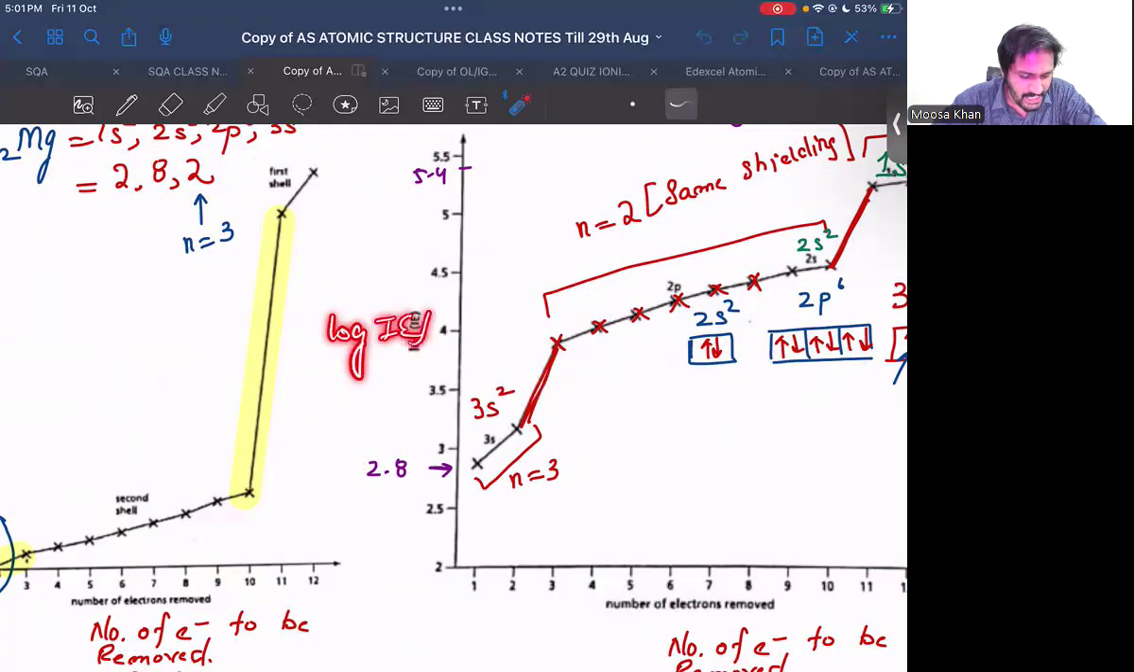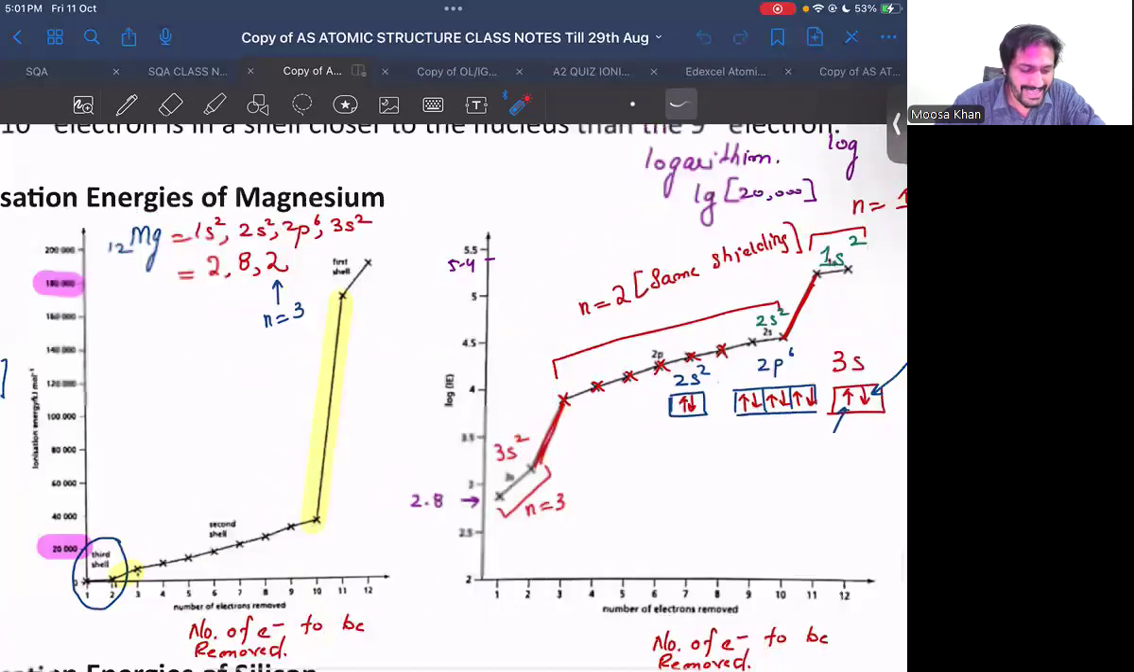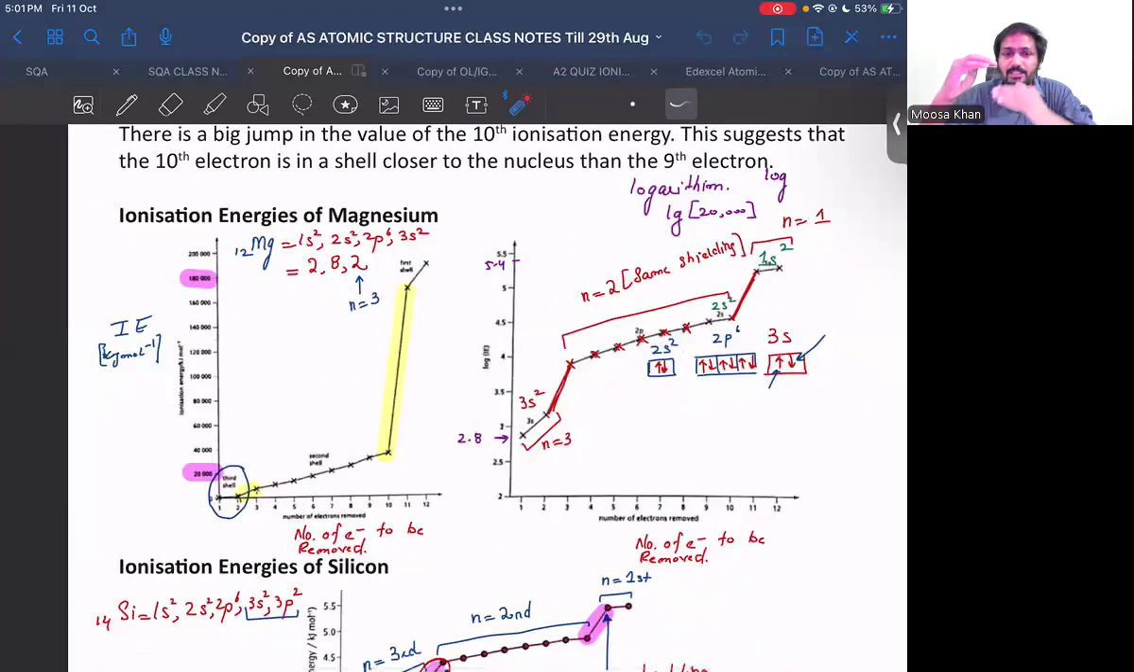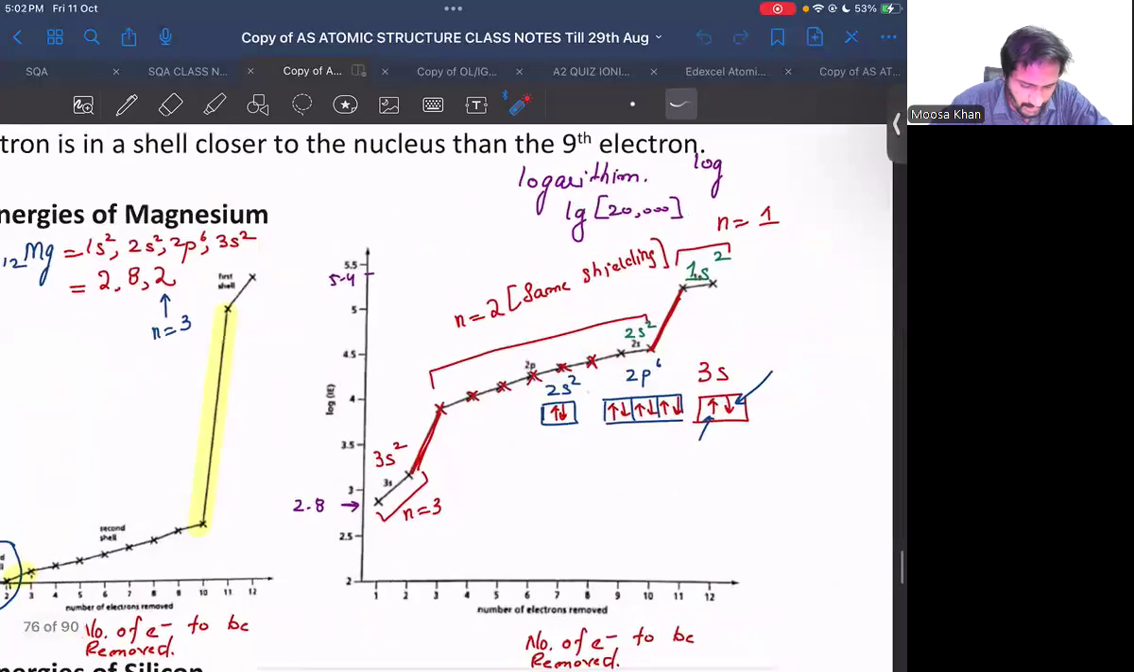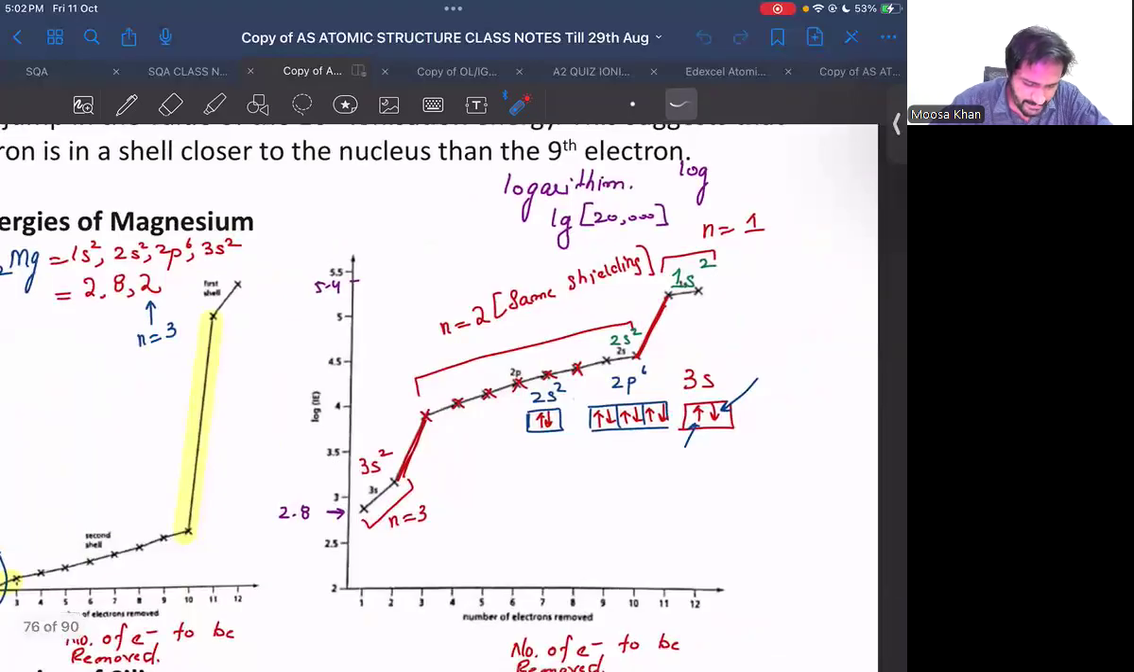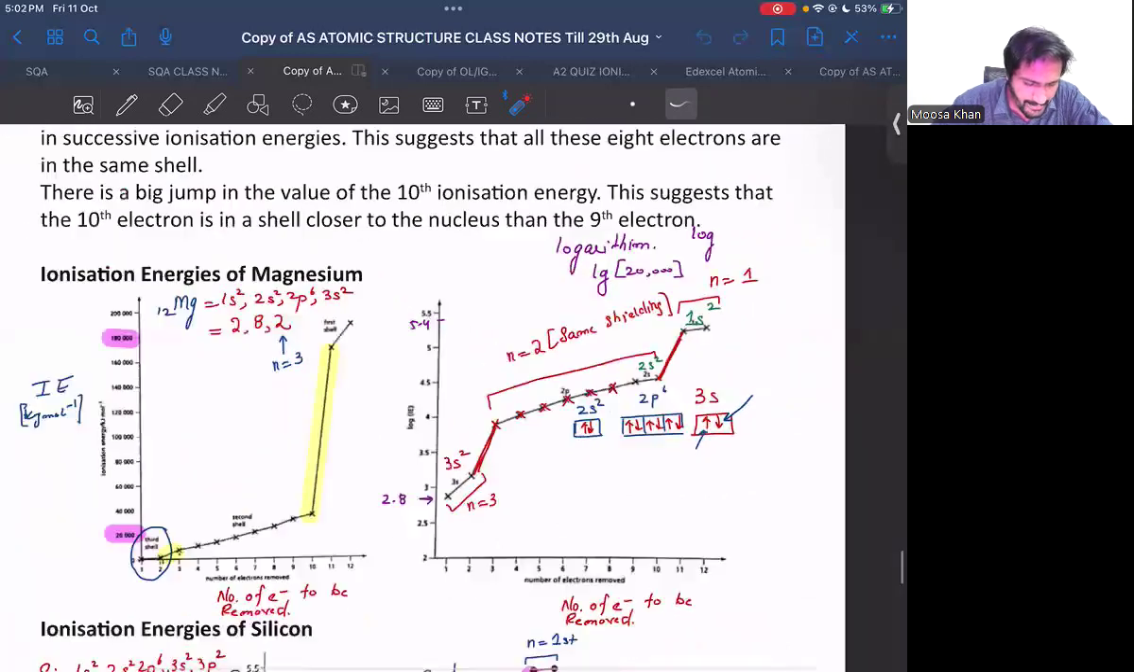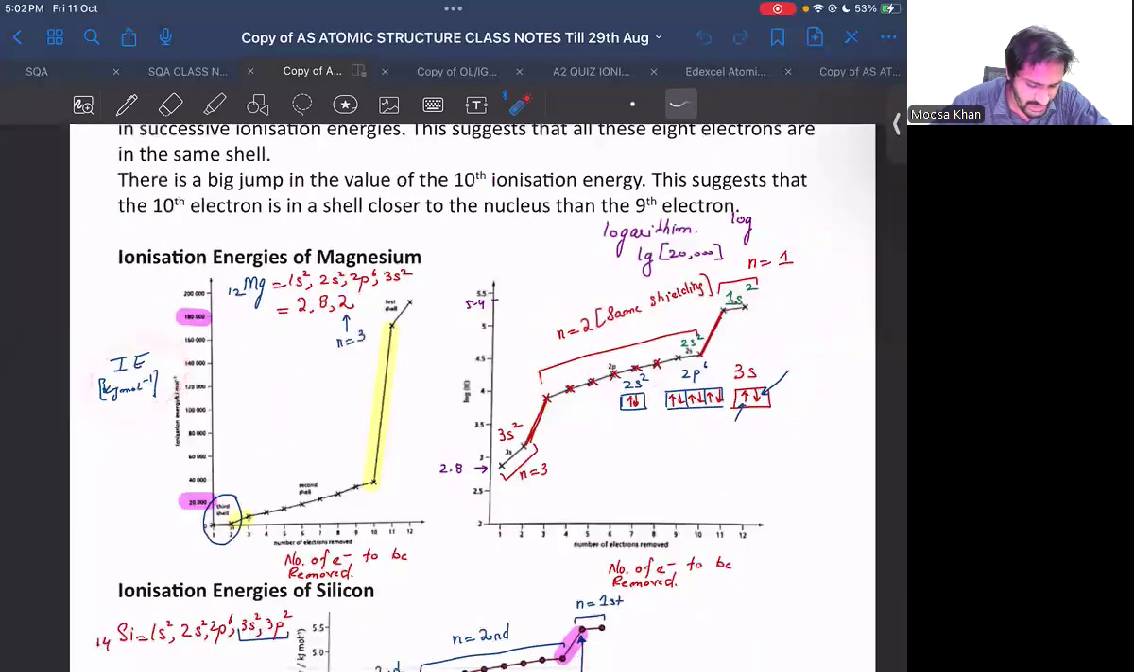And log of ionization energy is just used to make a graph more prominent, to make the values separated from each other. And you do not have to know how log operates. You just have to realize that this is the y-axis of ionization energy. That's it. Now if you see this graph, here we can see there is a difference between the first and second ionization energy. When we were just making this graph directly with the ionization energy values, there is a difference between first and second ionization energy, but we couldn't see it.